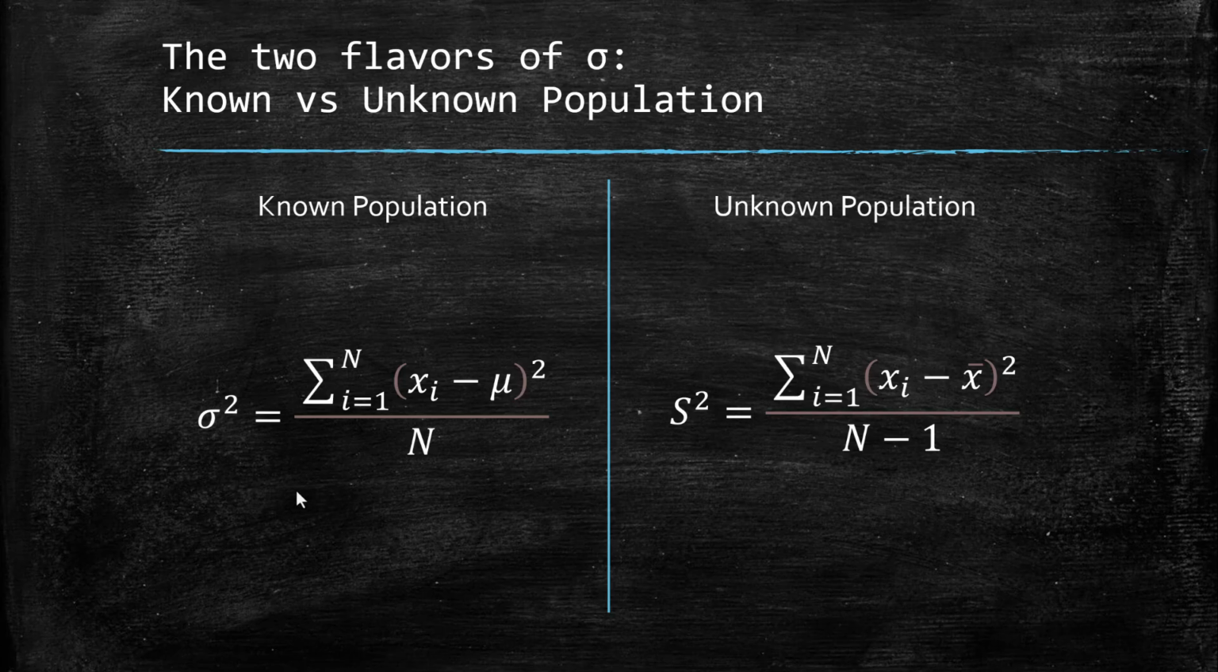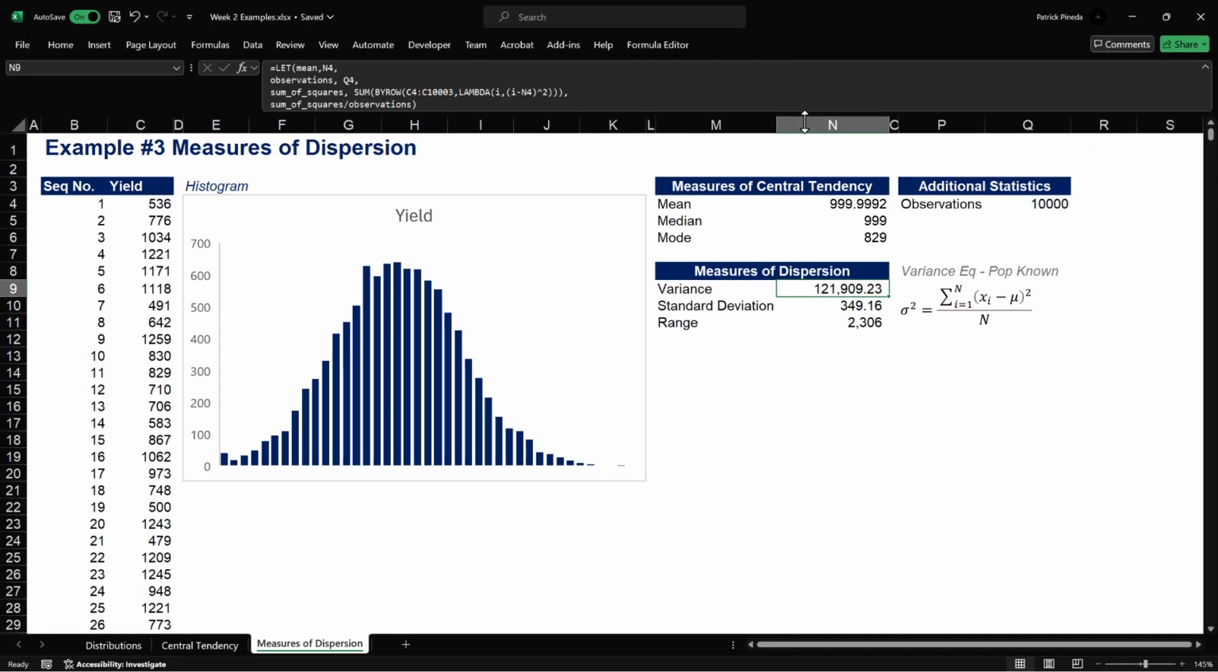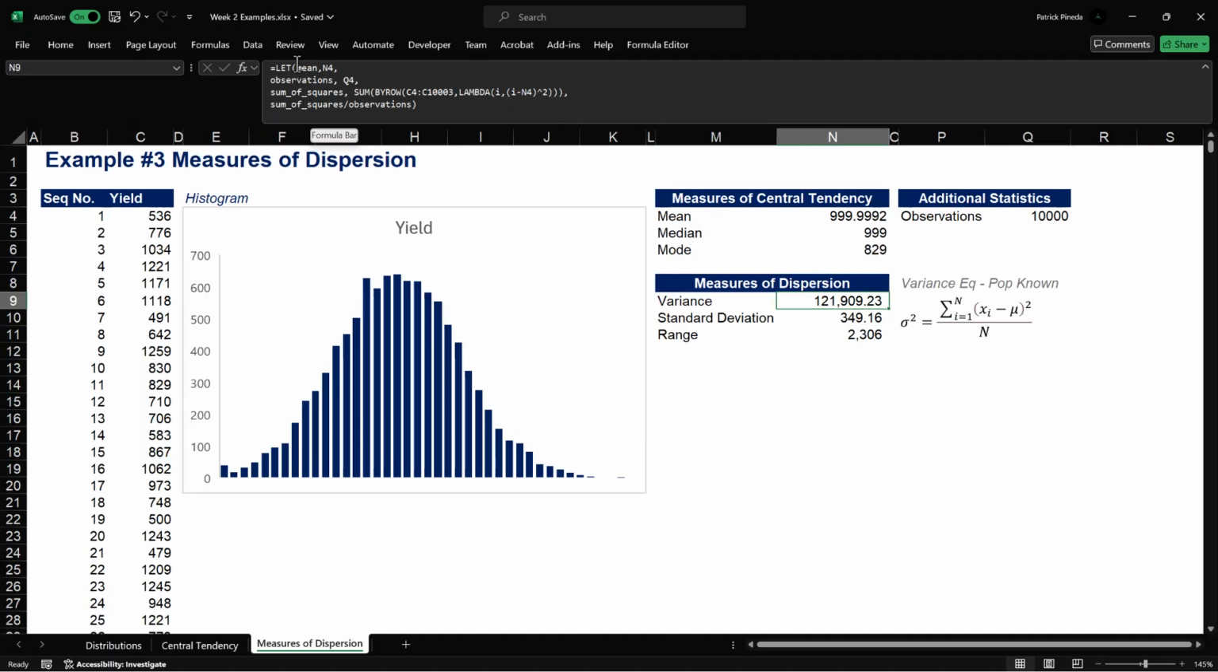So going back to our Excel here, we understand what we need to do. We need to take each observation, subtract the average, square it, and then divide it by the total number of observations. Now, I've already done this with a formula in Excel, and it kind of reads like English, at least I hope so.